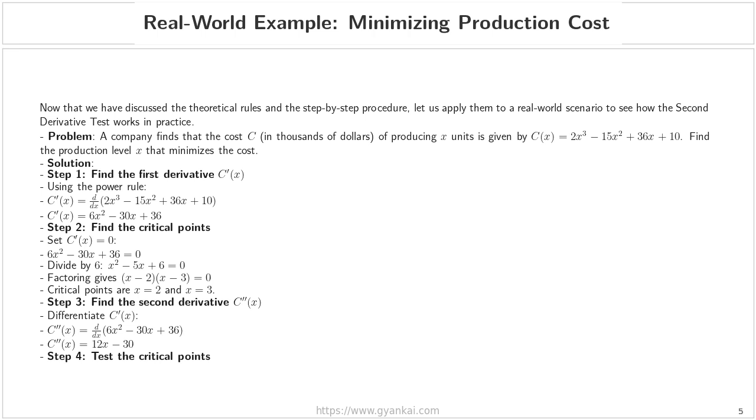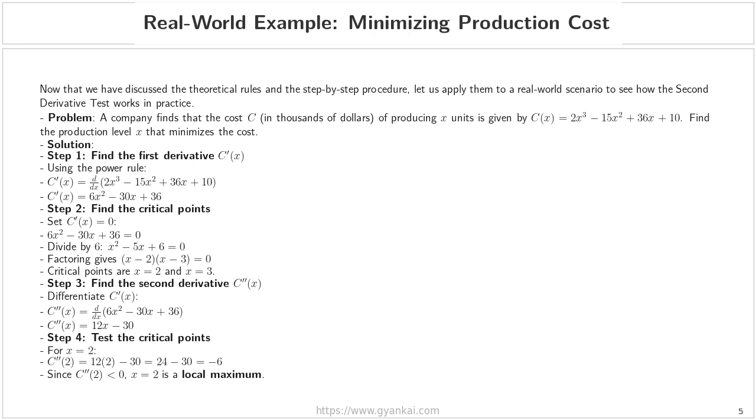Step 4 is where we actually perform the test to determine the nature of our critical points. We substitute our critical points into the second derivative. First, let us test x = 2. Substituting 2 into the equation, we get 12 times 2 minus 30, which is 24 minus 30, resulting in negative 6. Since C''(2) is less than 0, the graph is concave down at this point, meaning x = 2 is a local maximum.